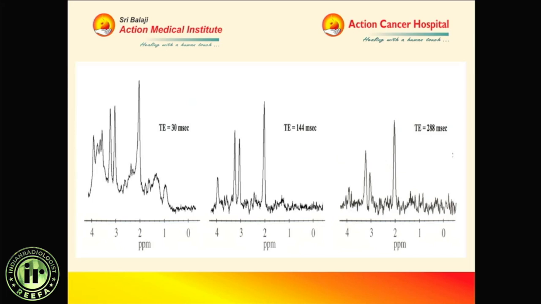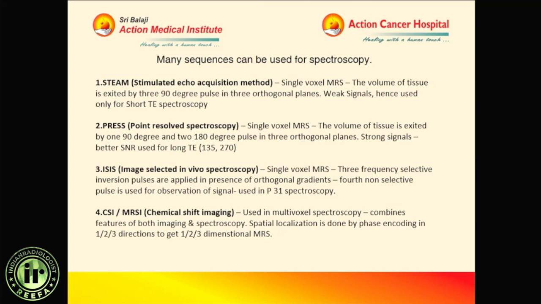Now you will ask me what is important, a short TE image or a long TE image? So the answer is both are equally important. Why? Because here we can see a lot more metabolites than what we can see here. Now many sequences can be used for spectroscopy: STEAM, PRESS, ISIS or chemical shift imaging. The first three are for single voxel MRS, and chemical shift imaging is used in multivoxel spectroscopy.